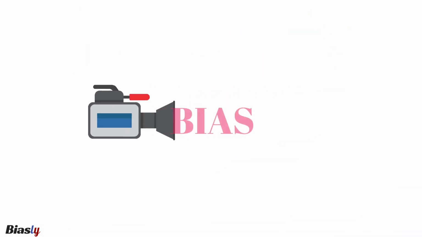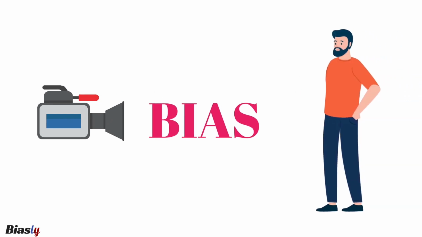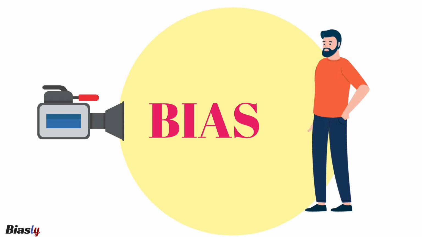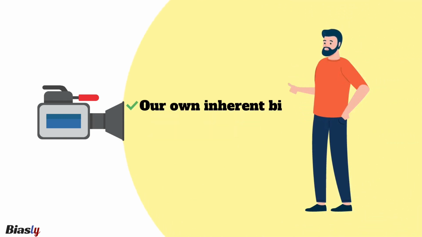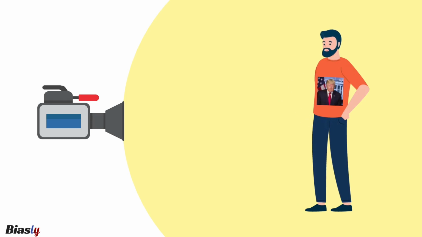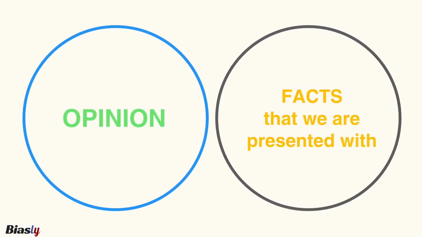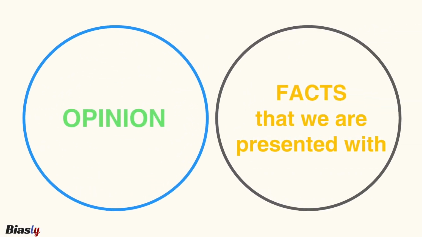Along with the authors and media platforms that distribute biased news, we as individuals are also inclined to seek out media that reinforces our own biases. We cater to our own inherent biases and interests through the selection and omission of certain media outlets, typically when it comes to politics. If you are a big fan of Trump, you aren't going to get your Trump news from CNN, are you? Our opinions are easily formed based on the facts that we are presented with.